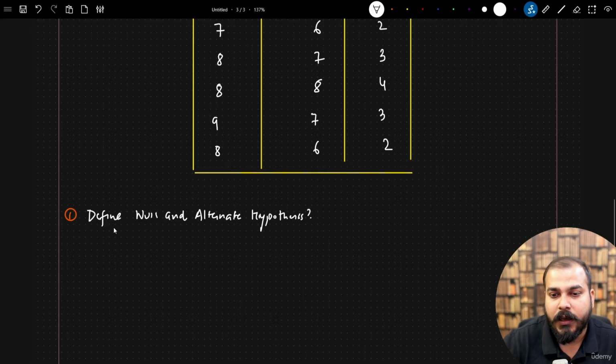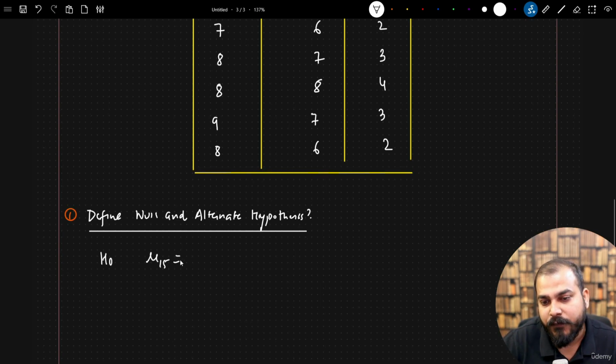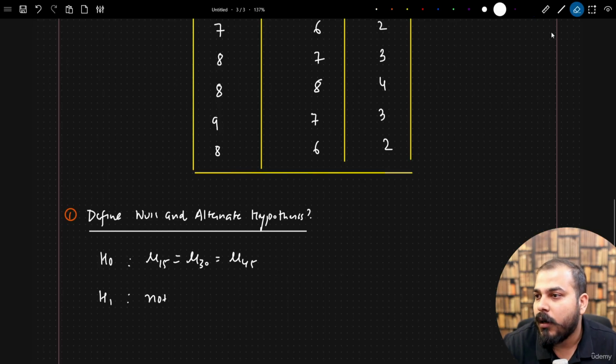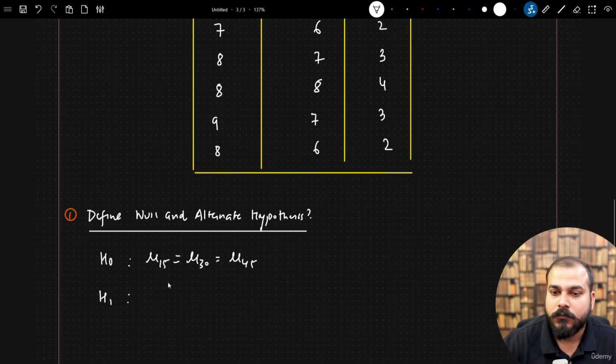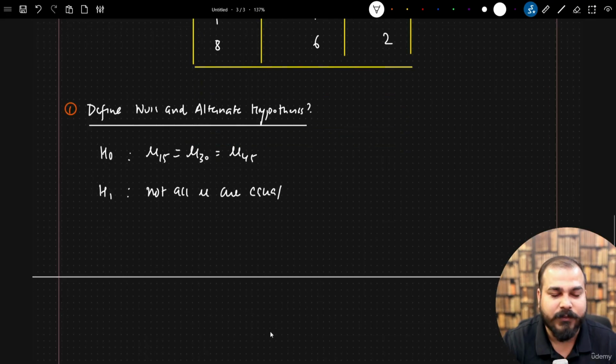Define null and alternate hypothesis. Now in this case, H0 is nothing but mean of 15 mg is equal to mean of 30 mg, mean of 45 mg. So this becomes my null hypothesis. Alternate is that not all means are equal. Like we can say, not all means are equal, or at least one mean is not equal. Like that you can basically say.